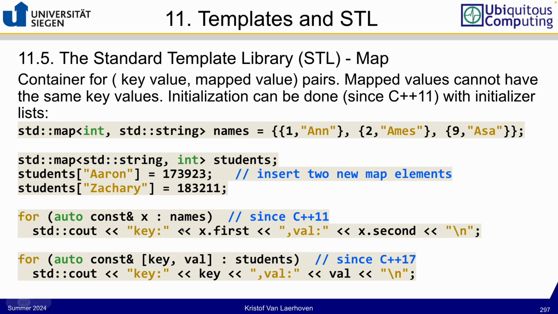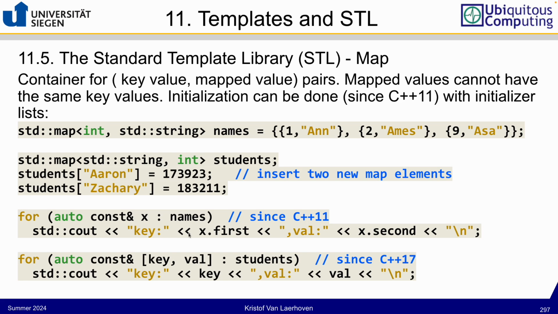Now, since C++11, we can do it this way. That's what we showed earlier as well. So when we have a map, we can just iterate over all the elements. And then with .first and .second, we can get the first component of that pair and the second component of that pair. In this case, this would be the key and the value that belong to this pair that is an element of our map.